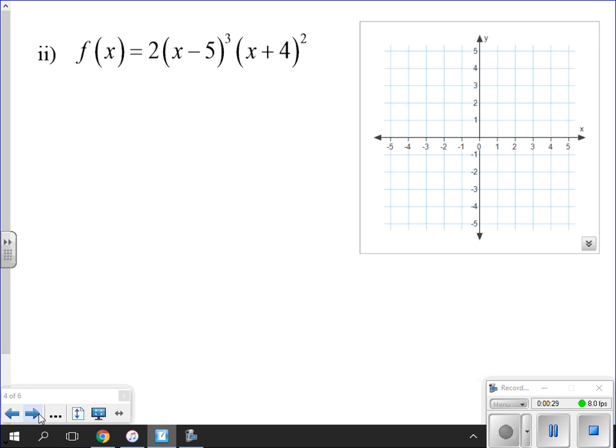Okay, so what are my zeros? 5 and -4. I don't have a 0 at 0 because that's just a 2 in front. So I have 5 and -4 are my zeros. What's the multiplicity at 5? 3. So this one has the multiplicity of 3. What's the multiplicity at -4? At 2. Okay.